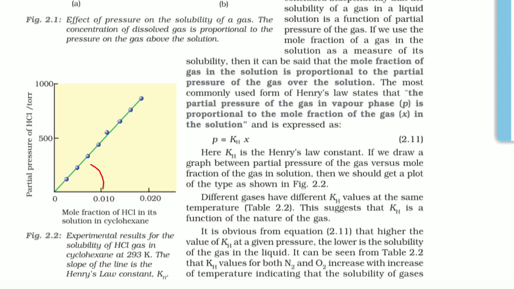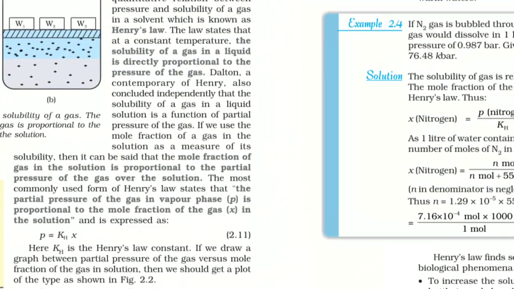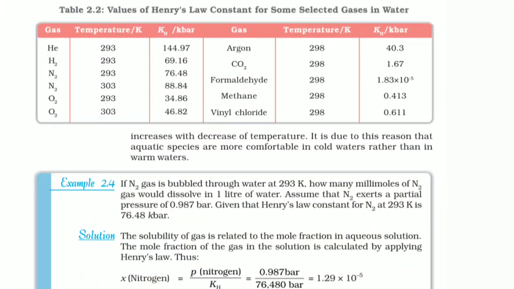Tan theta is your slope, na? Slope is equal to tan theta. I think you already know these things in your mathematics class. So slope is actually tan theta, and that means the kh can be calculated by using the slope of this graph. Again, this kh value, the constant, depends upon the nature of the gas, that means the nature of the solute. Experimentally it is found that the value of kh is different for different gas particles.